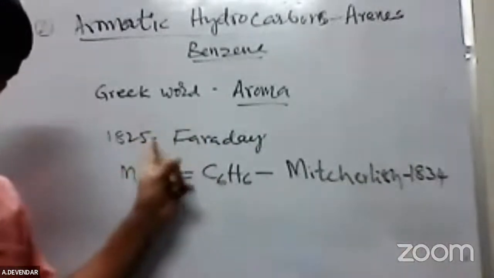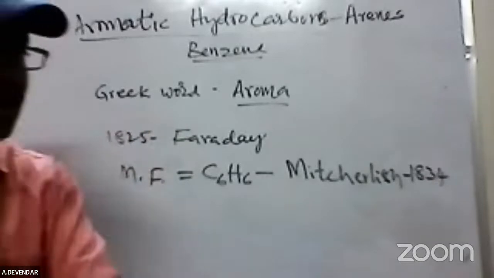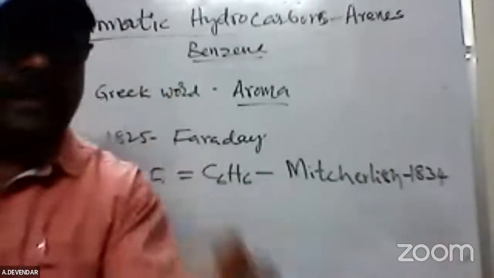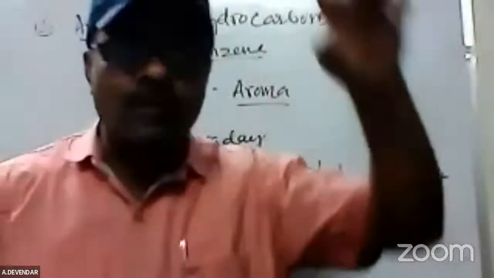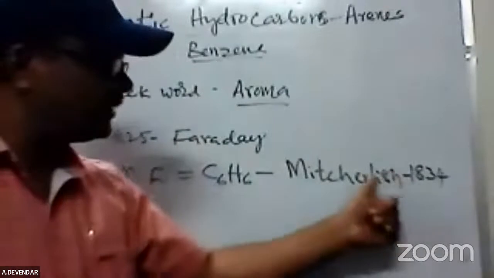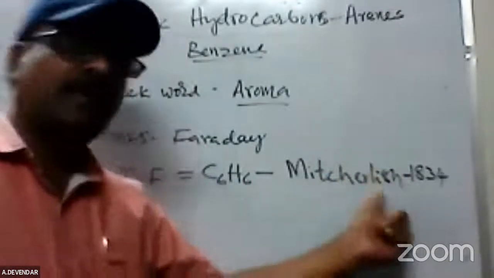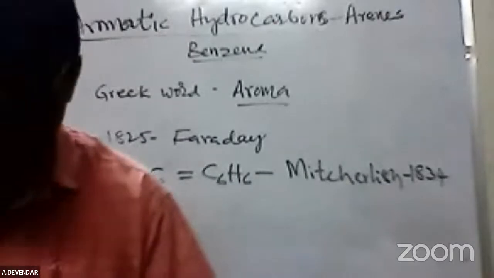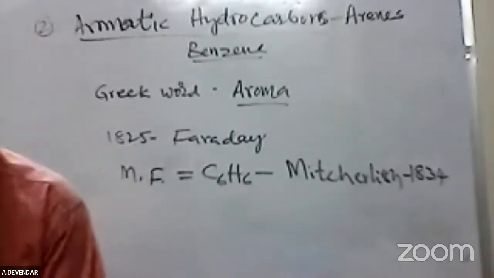Faraday discovered the benzene but did not name it. He discovered that whale oil contains a compound with an aroma smell, and that's all. But the name was proposed by the naturalist, who also derived the molecular formula. The molecular formula is C6H6.